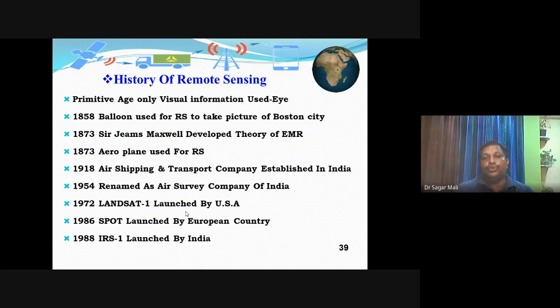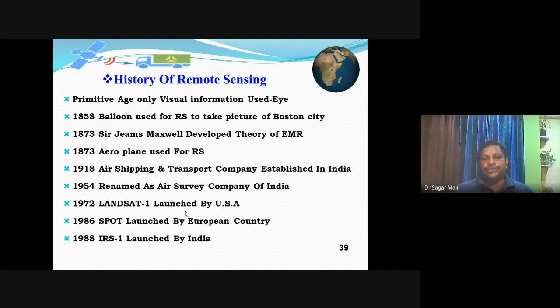And even the remote areas, they also wanted to observe, survey, and bring under the British territory. In 1954, after independence, the Air Shipping and Transport Company was renamed as the Air Survey Company of India.